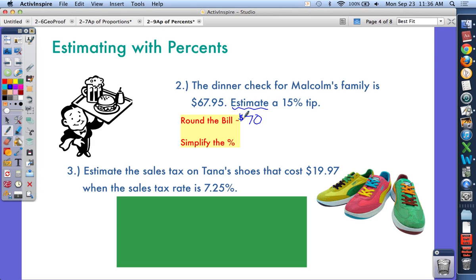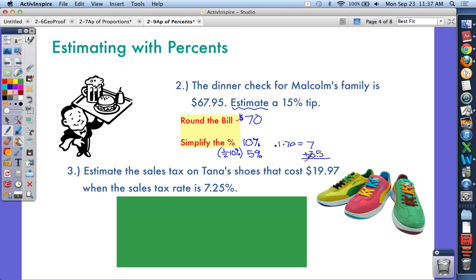It's easy to find 1%. It's easy to find 10%. So think of the 15 as 10% and then maybe 5%. And we know that 5% is really just half of the 10, right? So here, what is 10% of $70? Well, 10% of $70 is just going to be 0.1 times 70. That's really easy. That should just be $7. Now we want to add to that 5%. If 10% was 7, what is half of that for 5%? Half of 7 is $3.50.